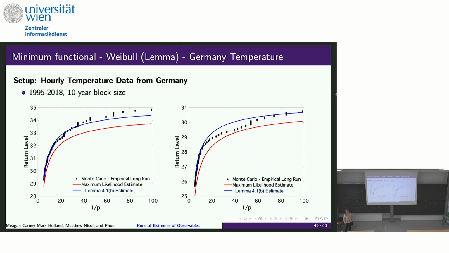I didn't calculate the 95% confidence interval here, but it would be very similar. So we have our 10-year block size, and I just said from 95 to 2018, these hourly temperature values. And our lemma is in blue, and the maximum likelihood estimate is in red. The Monte Carlo, which is just using all of the data we have available, are the black dots there. And this is for k equals 8 and k equals 10. That's right, in 10 days. Above the return level being the temperature there.